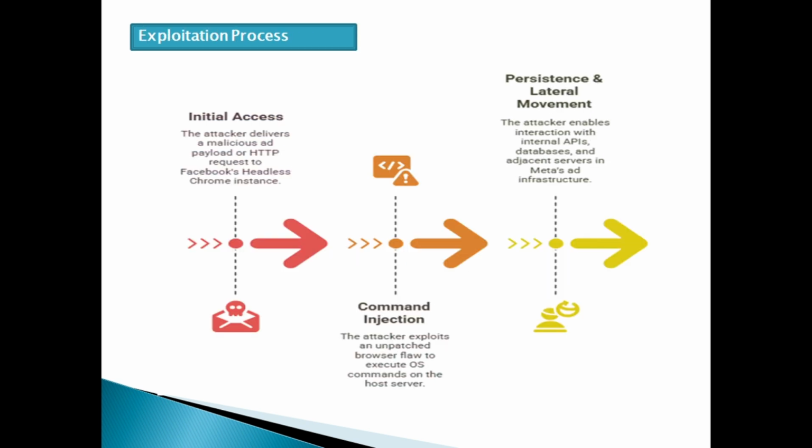1. Initial access: the attacker delivered a malicious ad payload or HTTP request that interfaced with Facebook's headless Chrome instance. 2. Command injection: exploited the unpatched browser flaw to execute OS commands on the host server. 3. Persistence and lateral movement: enabled interaction with internal APIs and databases, adjacent servers in Meta's ad infrastructure.